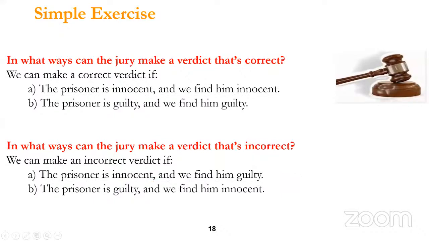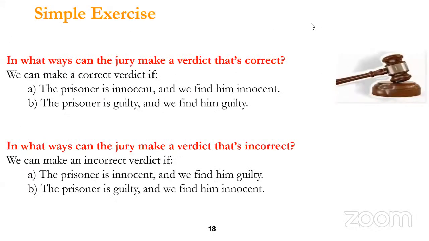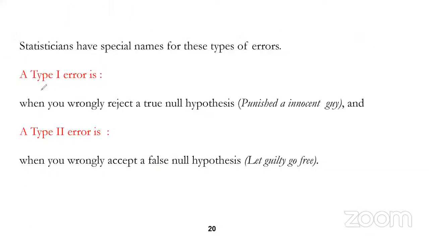Now the same scenario for these wrong verdicts. These two wrong verdicts, we call them errors. And there are two types of errors in a hypothesis test: type 1 error and type 2 error. Right? Type 1 error is denoted as alpha. The same alpha we have compared with our p-value. And the type 2 error is denoted as beta.